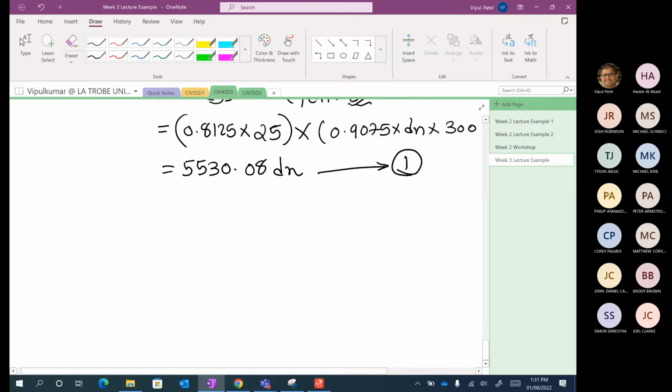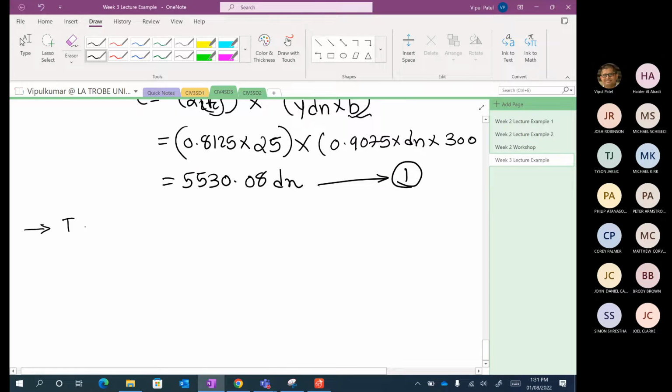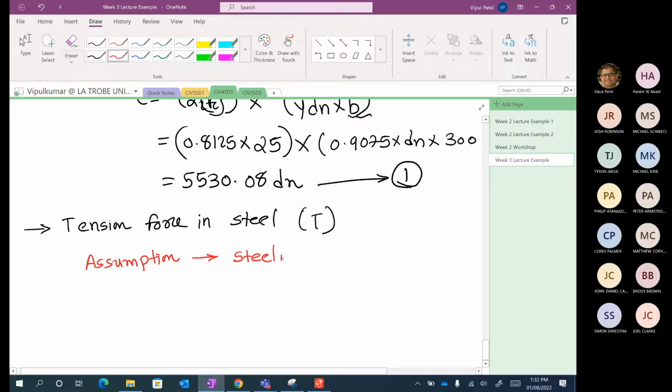Now let's calculate the tension force in the steel, let's say T. Now we need to make a big assumption here, let's put it in red. Assumptions. What is the assumption? We're going to check this assumption later: that the steel is yielded. That's the assumption that we want to make right now, and then we're going to check later whether it has yielded or not. If it is not yielded, then these calculations would not be valid.